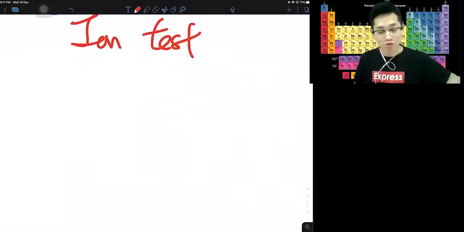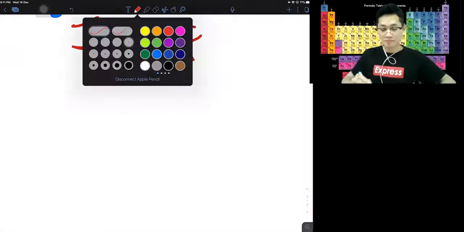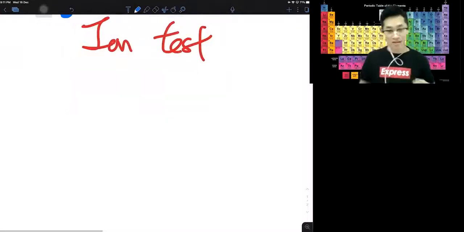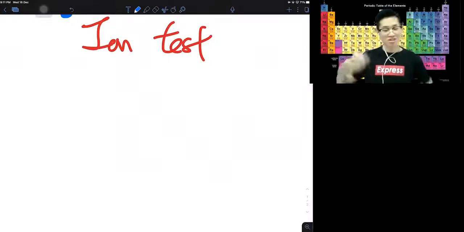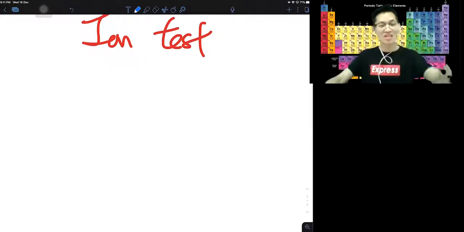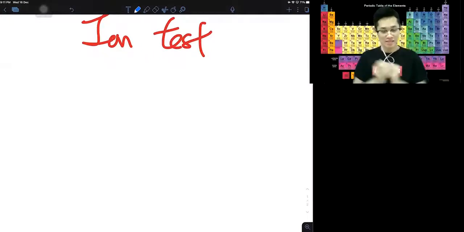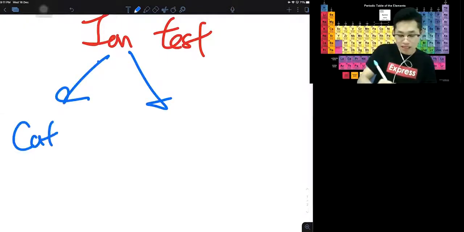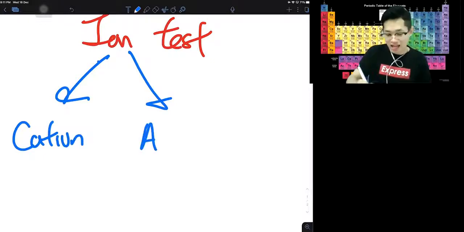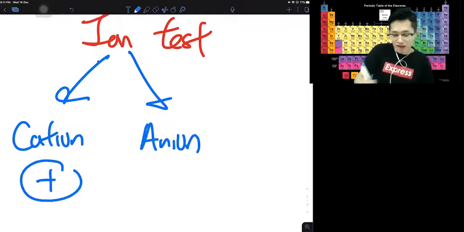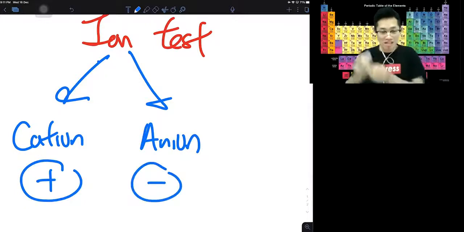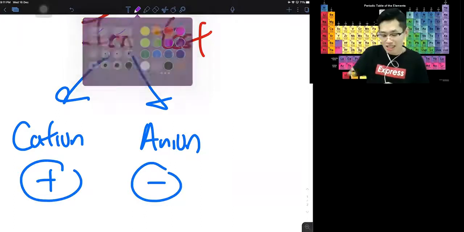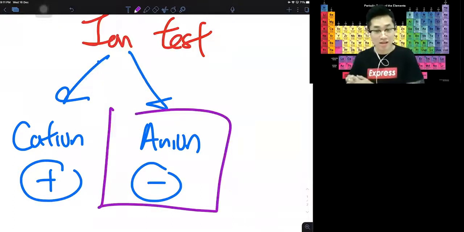We have a few essays to write today, because usually ion test comes out in essay or structure questions. Later I show you. Don't copy first, later I will give you a chance to copy this one. So listen first. Ion test has 2 different types of ion, mainly cation and anion. Cation is positive ion, anion is negative ion. I will start today's lesson by explaining the anion test first, which is the test to find out negative ion.